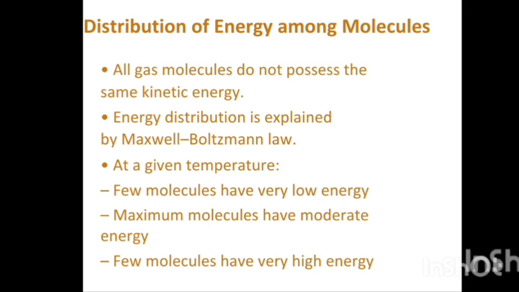The Maxwell-Boltzmann distribution curve. A graph you should show in your seminar. It tells you that at any given temperature, very few molecules have almost zero energy. Very few molecules have incredibly high energy. Most molecules have an intermediate amount of energy. If you increase the temperature, the whole curve shifts, meaning more molecules get higher energy.